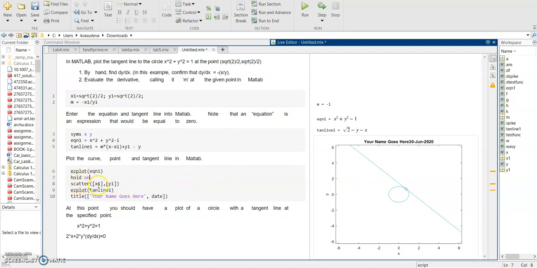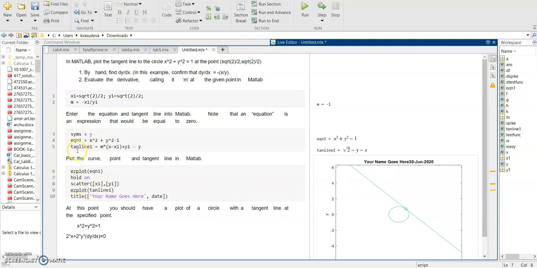Now scatter x1 and y1. What this command does is it's going to create a little circle where we are focusing. We are focusing at square root of 2 over 2 comma square root of 2 over 2. So the x value is square root of 2 over 2, somewhere there, and the y value is square root of 2 over 2, so somewhere there. So it's going to mark that point. Now I need to plot the tangent line. We know what a tangent line is, so kindly plot the tangent line just like the way it's done here.